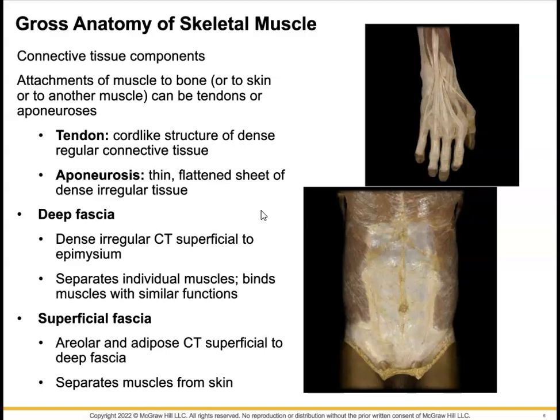Your superficial fascia is made up of areolar and adipose connective tissues, and they are superficial to the deep fascia. So they are closest to the outside of the body, and this is what you see with the subcutaneous layer that you learned about when we studied the skin.